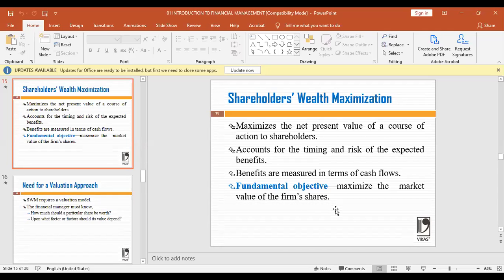If new managers come to the company, that company's share price will go up. If there are employee strikes in the company, or if the company's product gets a bad reputation in the market, it will impact the share price in real time, right? So therefore, we can say that shareholders wealth maximization is the superior objective of a financial manager rather than maximizing profit after tax and maximizing earning per share.